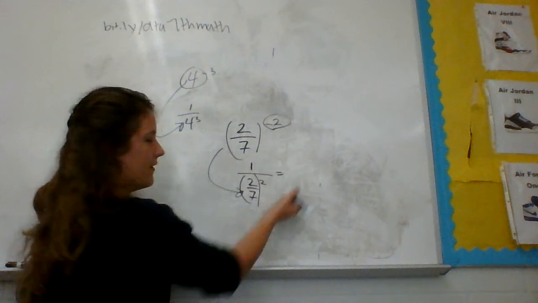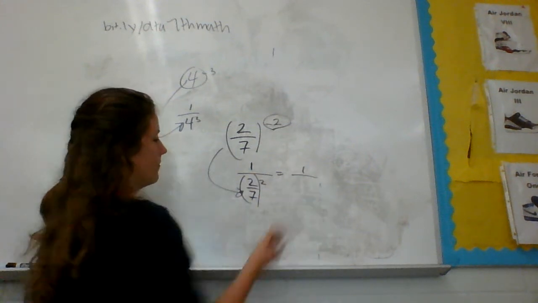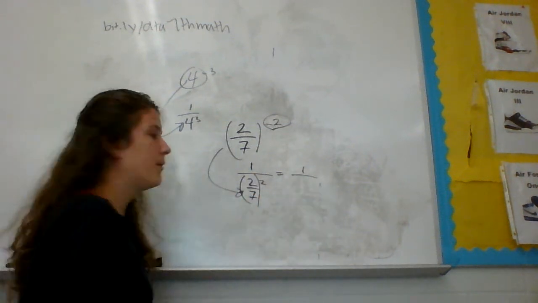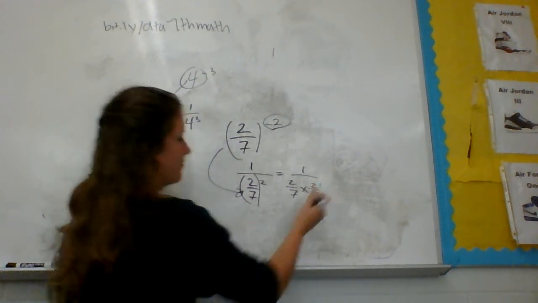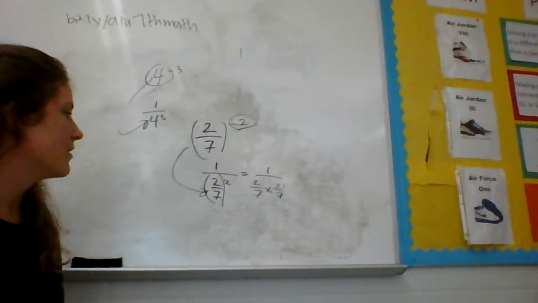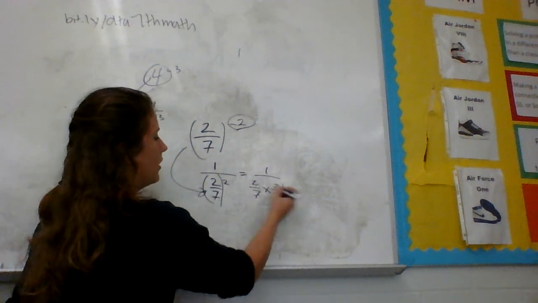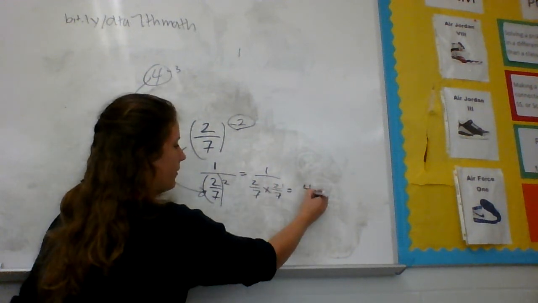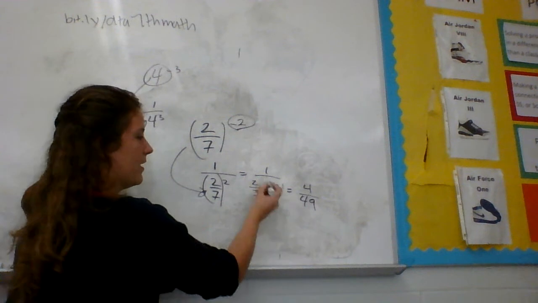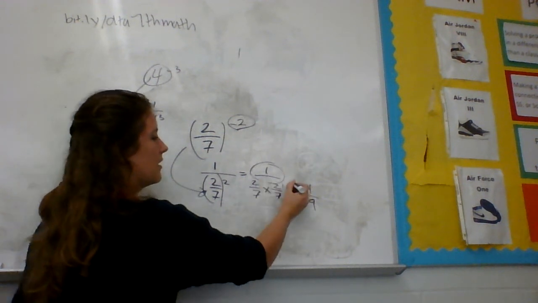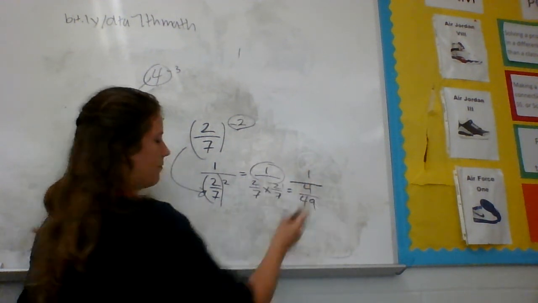Now I'm just going to rewrite this. My 1 stays the same. This is 2/7 to the second power, so I know that that's 2/7 times 2/7. And then I can go ahead and start to solve this. 2 times 2 is 4. 7 times 7 is 49. That's my base. Now I can't forget about this. The 1 stays the same.